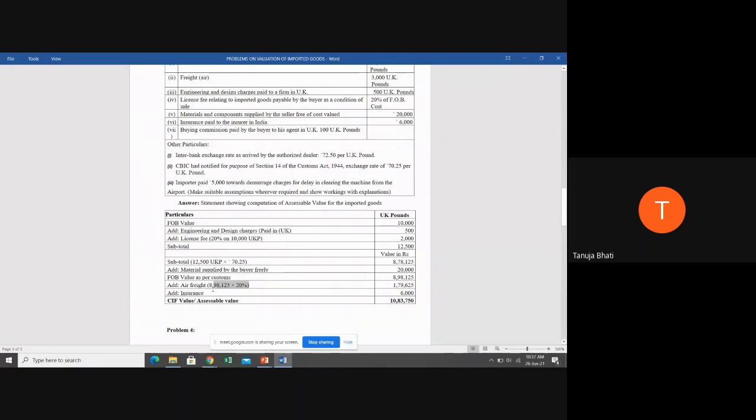Or 20% of FOB. So how much is 20% of FOB? FOB as per customs is 8,98,125, so 8,98,125 into 20%. Which is less? Is the actual air freight less or is 20% of FOB less? 20% of FOB is less. Therefore, you have taken the air freight as 1,79,625 rupees. To that, you have added insurance in rupees. Therefore, your CIF is your FOB value plus air freight plus insurance. Therefore, your assessable value is 10,83,750. Is this clear, students?